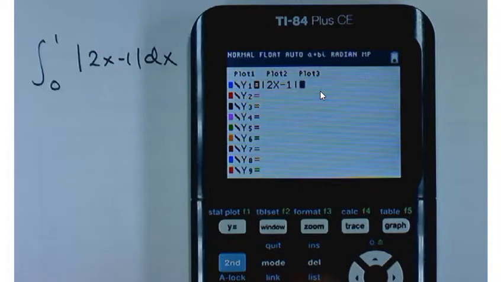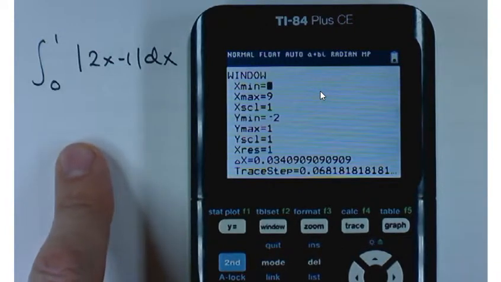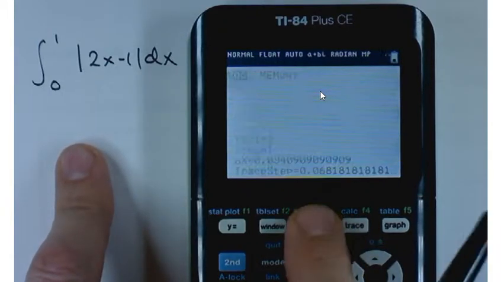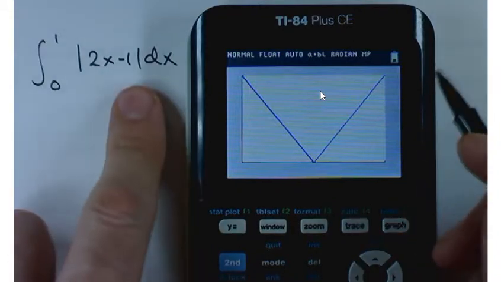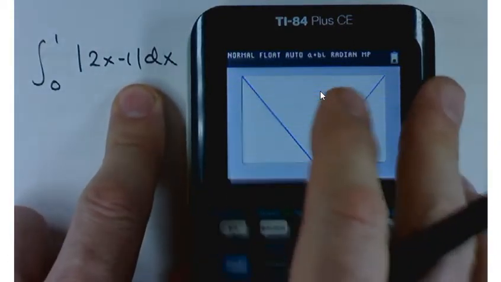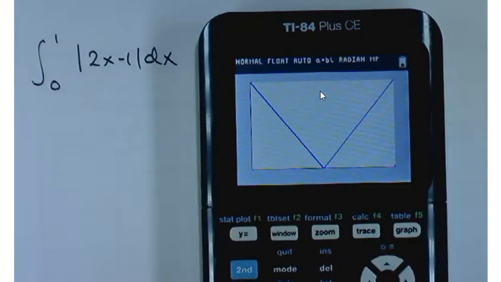Okay, so we'll play the same game as we did before. We're going to set this up between 0 and 1. So hit the window key, 0 to 1, and then zoom 0. That'll give us our graph. Okay. One quick question for you, and I want a quick answer. When I integrate this, am I going to get a positive or negative answer? Positive, because it's all lying above the x-axis. So you know that this thing should be positive.